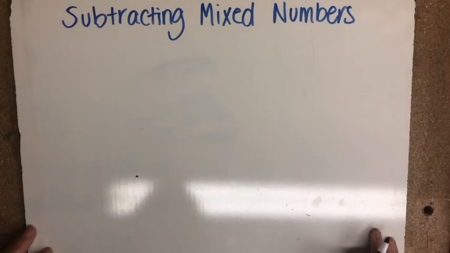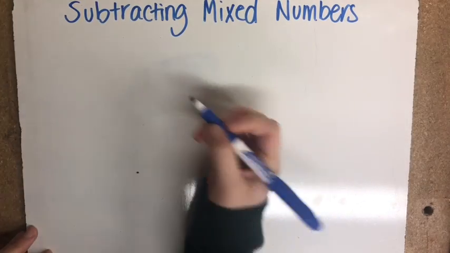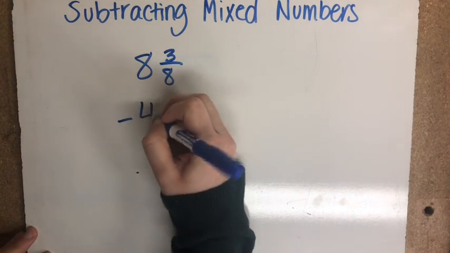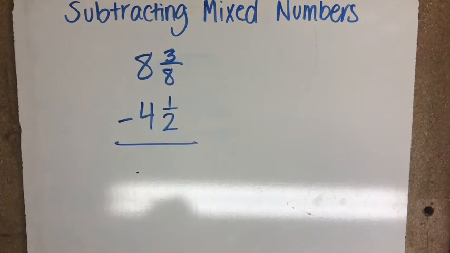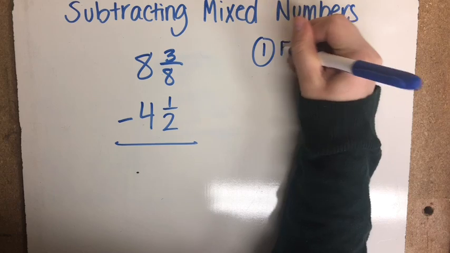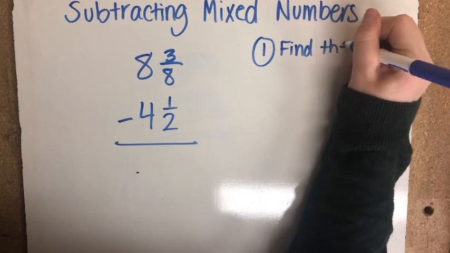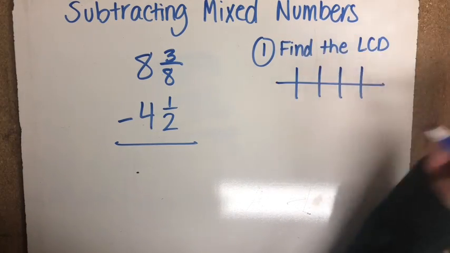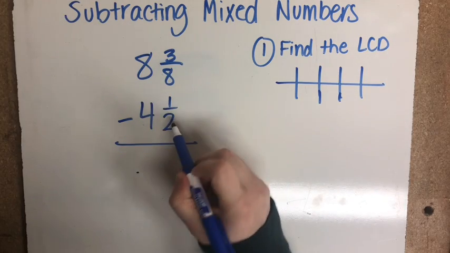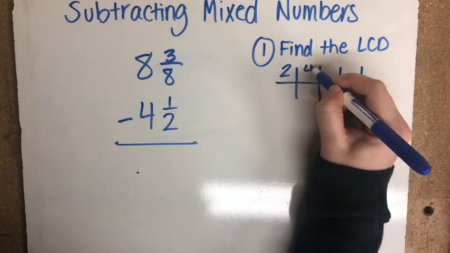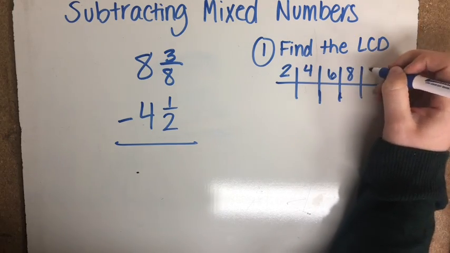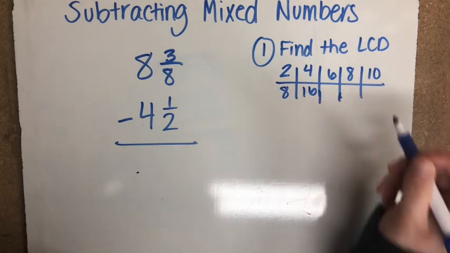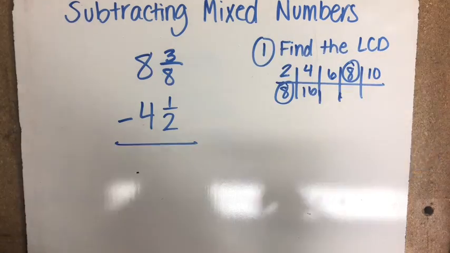So the first example I have, and remember you're going to write these vertically, I have 8 and 3/8 minus 4 and 1/2. Okay, so as we know, our first step is to find the least common denominator. You can get yourself a chart. Let's start with the small number. Let's start with 2. 2, 4, 6, 8, 10. And let's do our 8s. 8, 16. Oh, I noticed something. 8 is the common denominator.